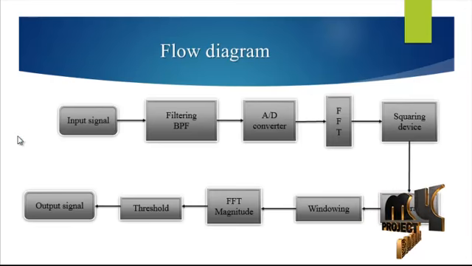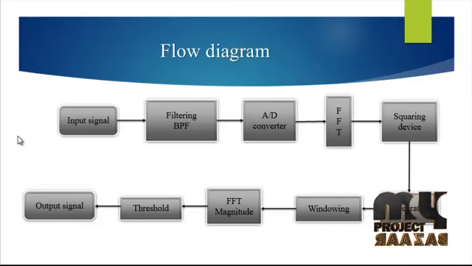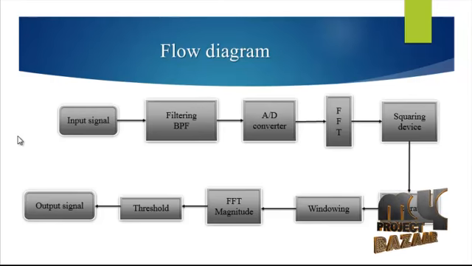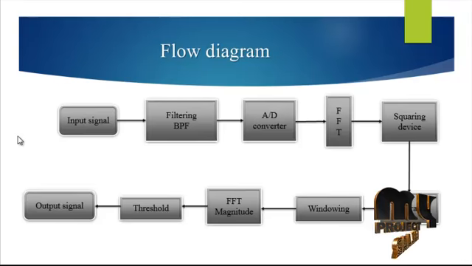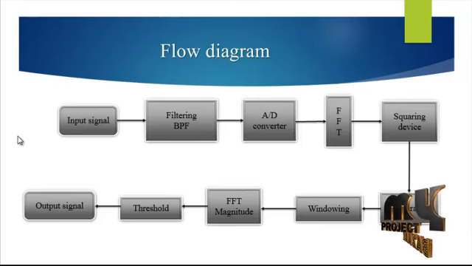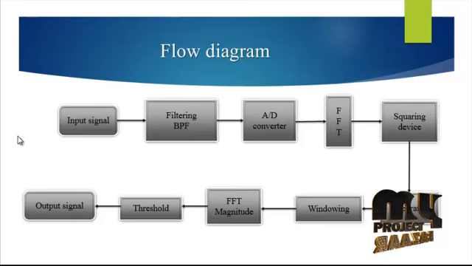Let us discuss the flow diagram of the product. First of all, we get the input signal. We take the GSM signal, that is a GSM band of signals, and then filter it using the BPF, that is a band pass filter, to reduce the noise, and then the A to D converter.